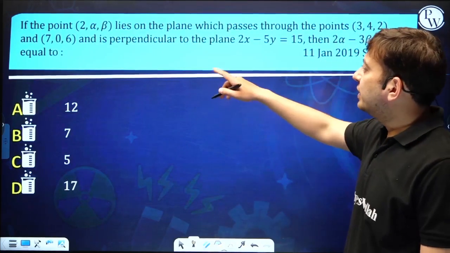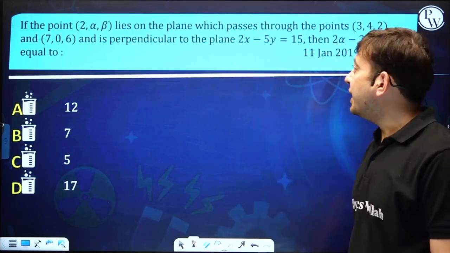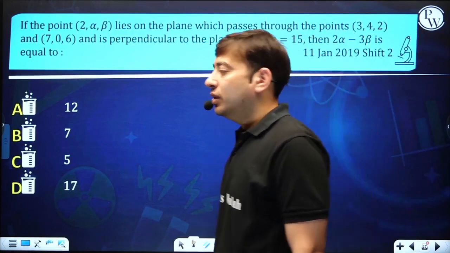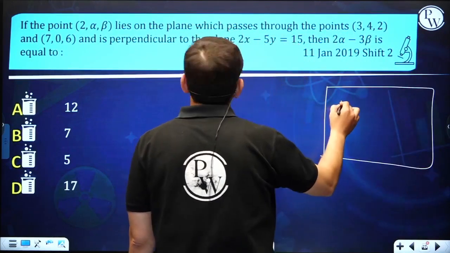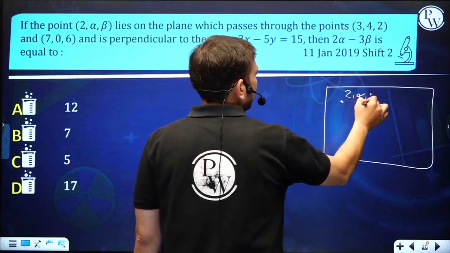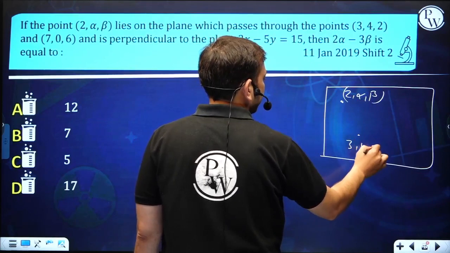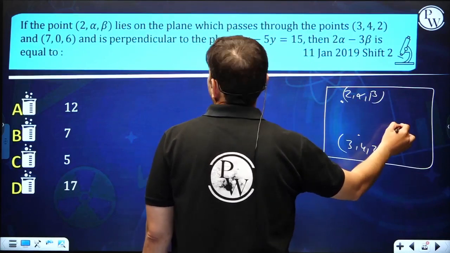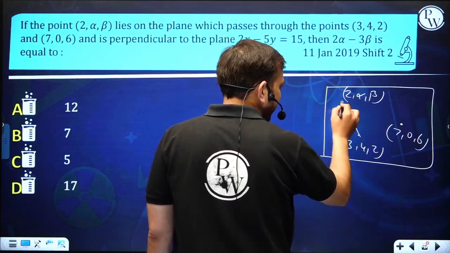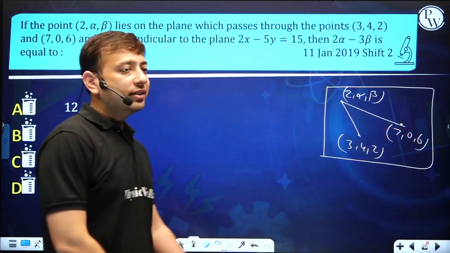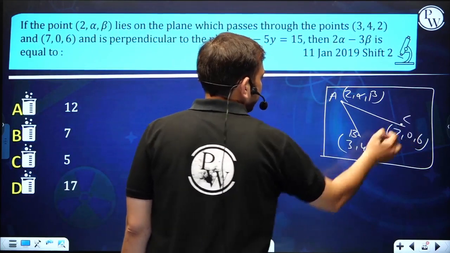If the point lies on the plane which passes through this point and this point and is perpendicular to the plane. Okay, try to see this question in this way. There is one point 2, alpha, beta, another point 3, 4, 2, and another point 7, 0, 6. So I can get these two lines like this. Let them be A, B and C.